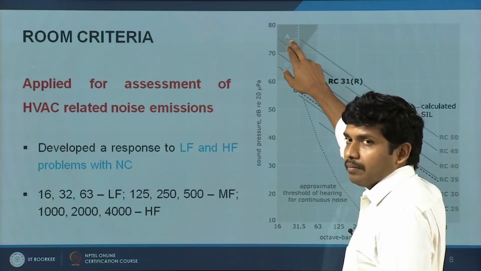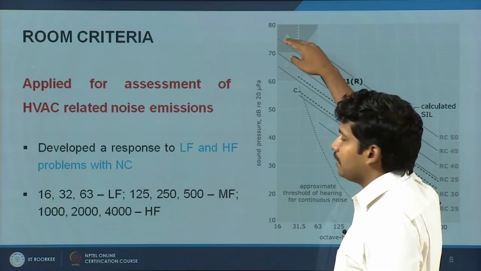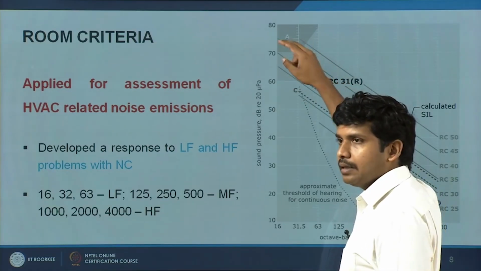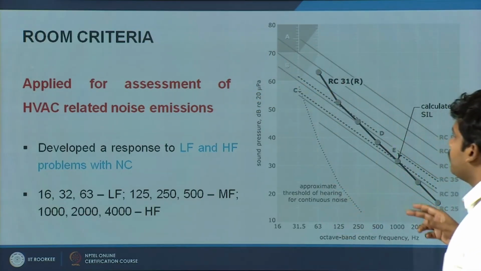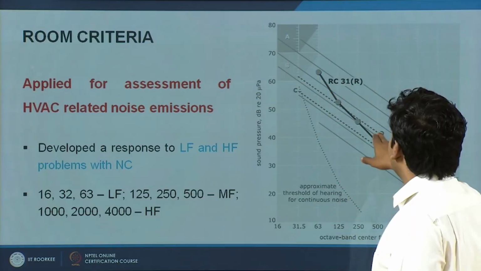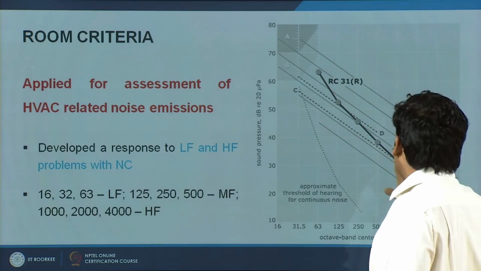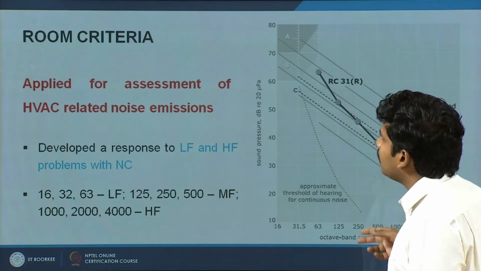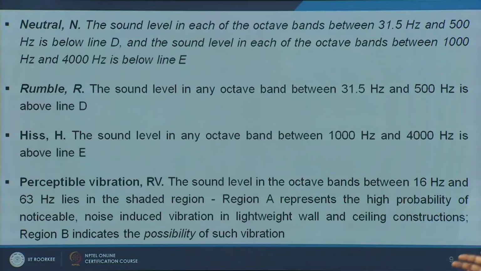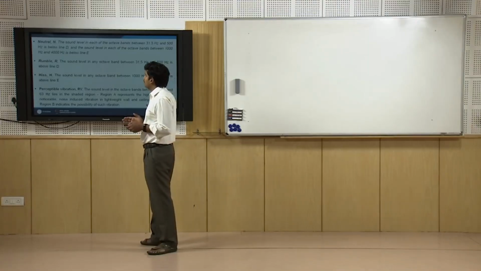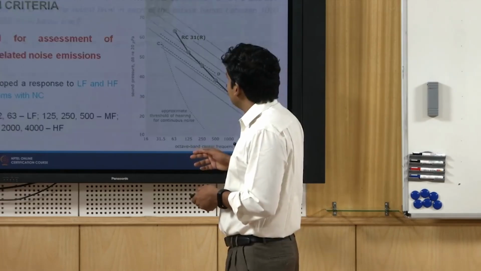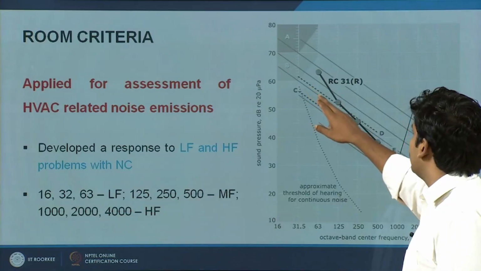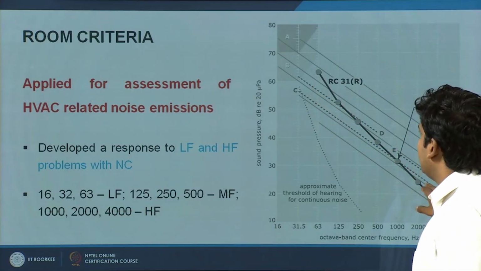At zone A, the levels are even higher. This would indicate that there is definitely certain vibration which is going to result. Apart from this, there are 3 lines, line D, line C and line E. We will look at what they mean. A neutral level, or RC neutral, means that in each of these octave bands, the sound pressure levels are lying below these dotted lines here.